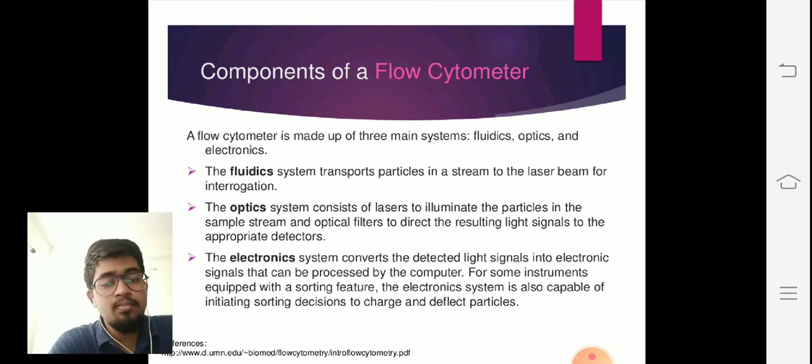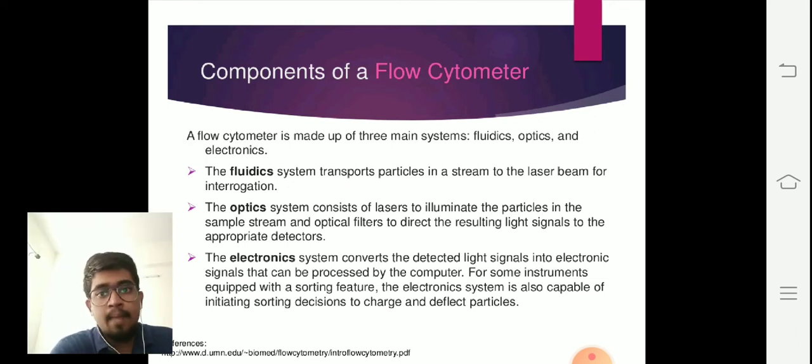The optic system, on the other hand, consists of lasers to illuminate the particles in the sample stream and optical filters to direct the resulting light signals to the appropriate detectors. So this consists of various kinds of lasers, which help in illumination of the particles in the sample stream. You can detect the particles in the sample stream using the optic system because it consists of various lasers, and then these optical filters direct the resulting light signals to the appropriate detectors.